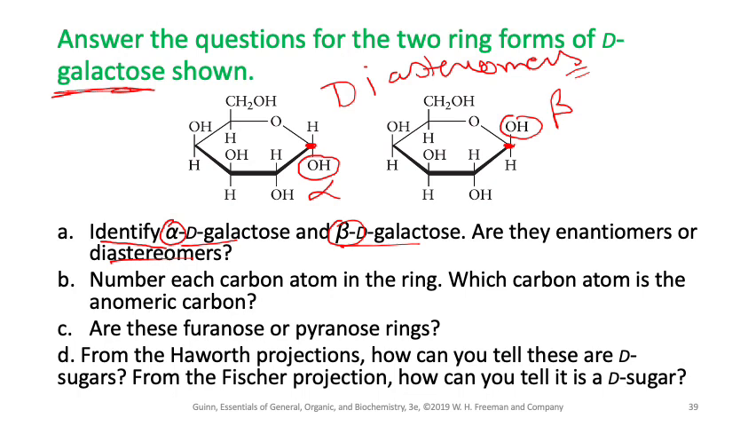Number each carbon atom in the ring. Which carbon atom is the anomeric carbon? We already talked about it. This is your anomeric carbon. How many carbon atoms do you have in there? 1, 2, 3, 4, 5. You have 5 carbon atoms in the ring. Are these furanose or pyranose? This is a pyranose because you have a 6-member ring. From the Haworth projection, how can you tell these are D sugars? From the Fischer projection, how can you tell it is a D sugar? So this is a D sugar because it comes from D galactose.